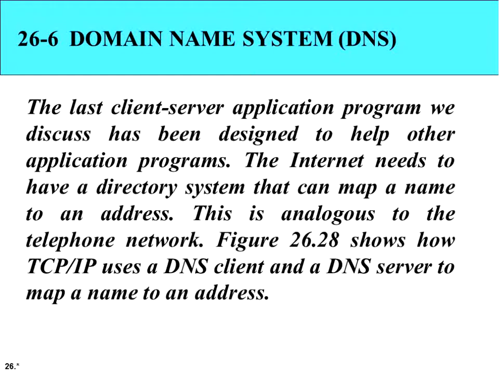So the internet needs to have a directory system that can map a name to an address, and this is very much similar to the telephone network because a telephone network is designed to use telephone numbers, not names. So people can either keep a private file to map a name to the corresponding telephone number, or they can call the telephone directory to do so. So whenever we have to save a telephone number, we save it by a name. We have an option over there.